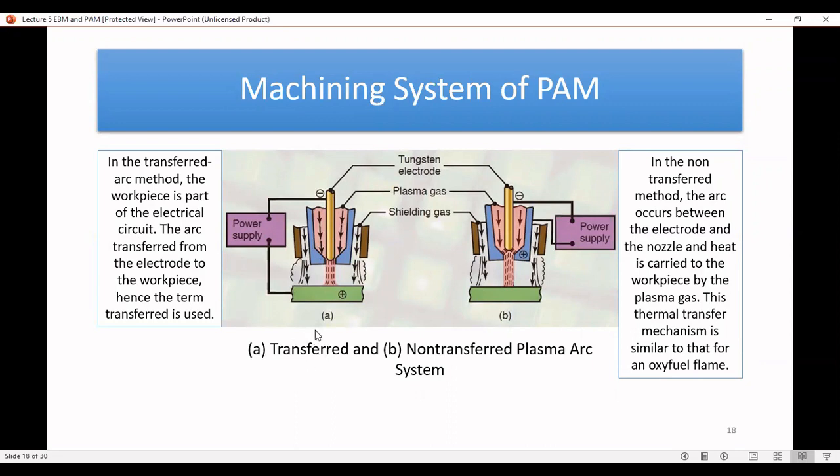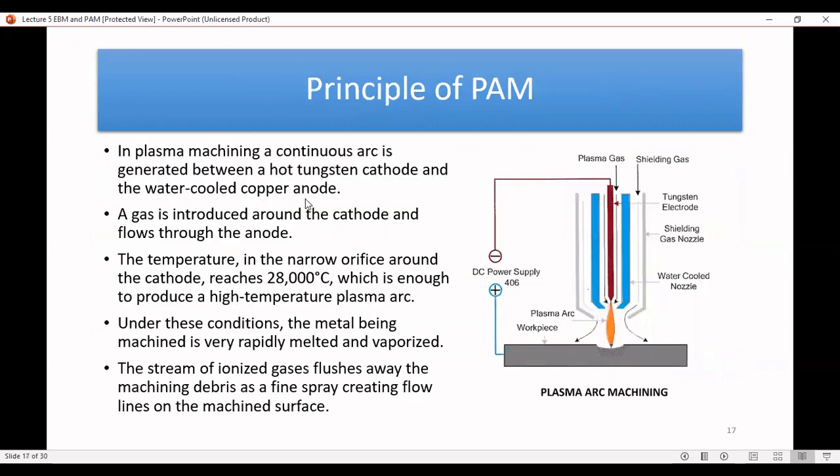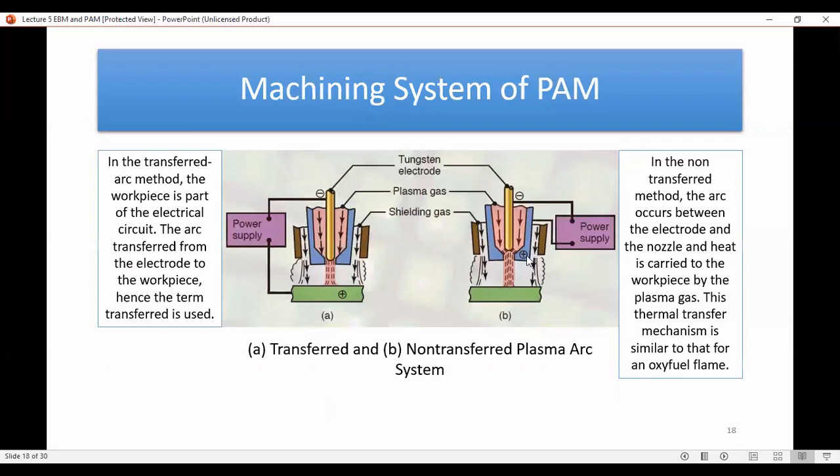plasma arc machining system. So you can also have another system which generates the plasma differently. So you have a tungsten over here, which is the electrode and the cathode. And the anode is not the workpiece, but the anode is this part, which is what was meant just now by the water-cooled copper anode, right? So the anode is referring to this anode, which is the non-transferred arc system.